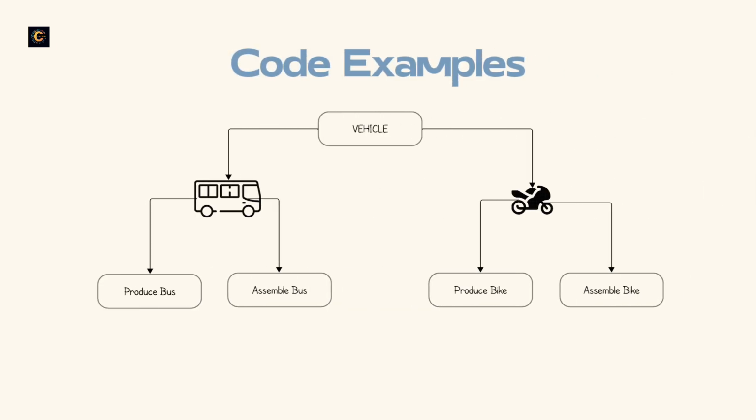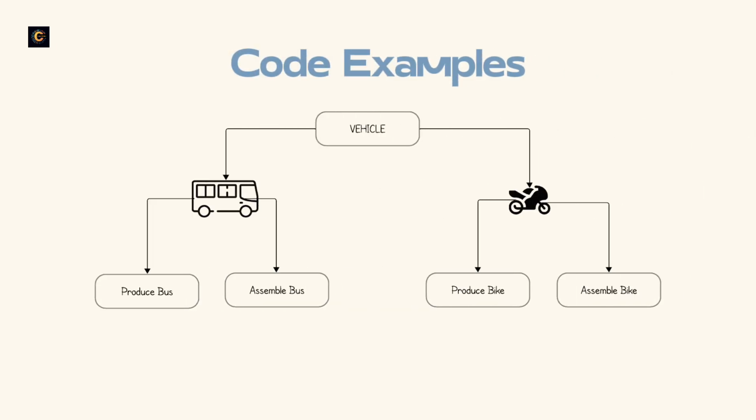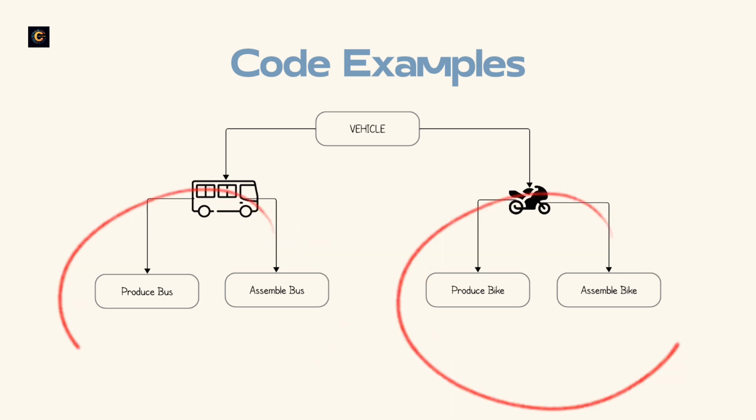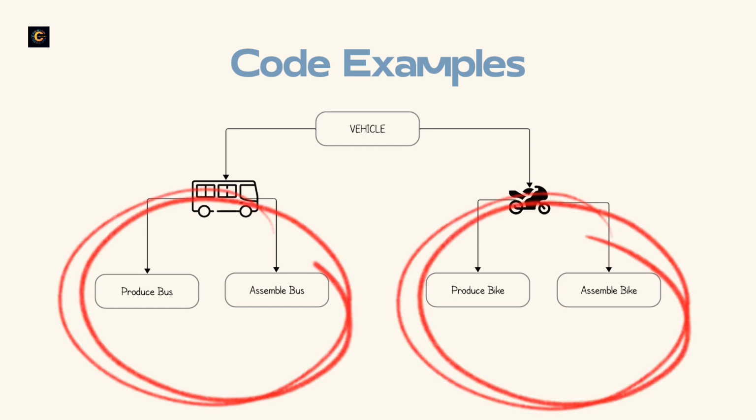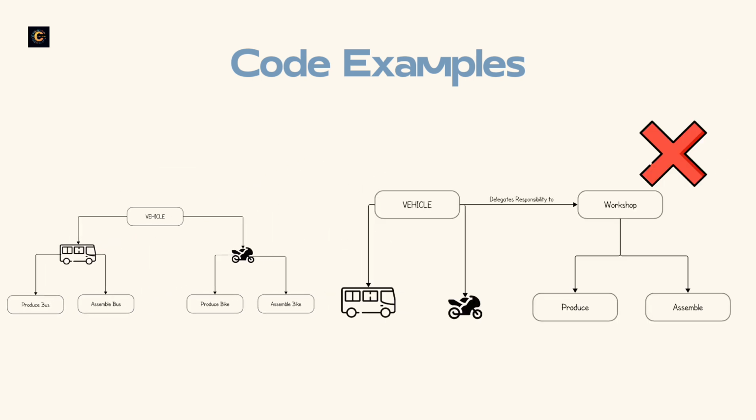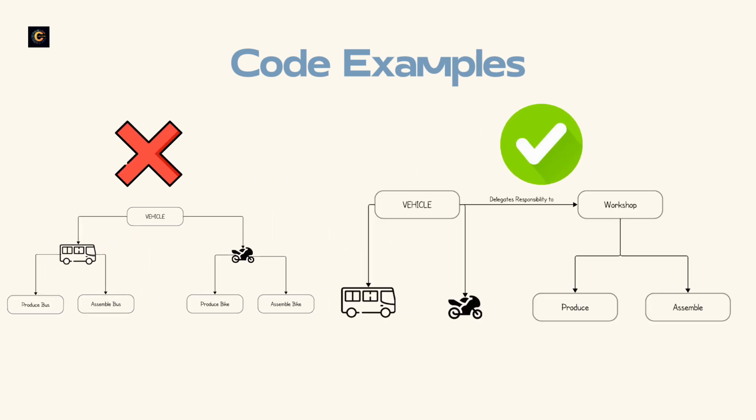Now let's see some code examples. Here is a screenshot. Do you think there is any issue here? Both bike and bus have their own production unit for production and assembling of their parts. We can definitely optimize that. But how? Let me explain. Now this is a correct snapshot where vehicle has delegated this responsibility to a workshop, which further is responsible for production and assembly of vehicle's parts. That is where the bridge pattern has come into action. We are separating abstraction from implementation.